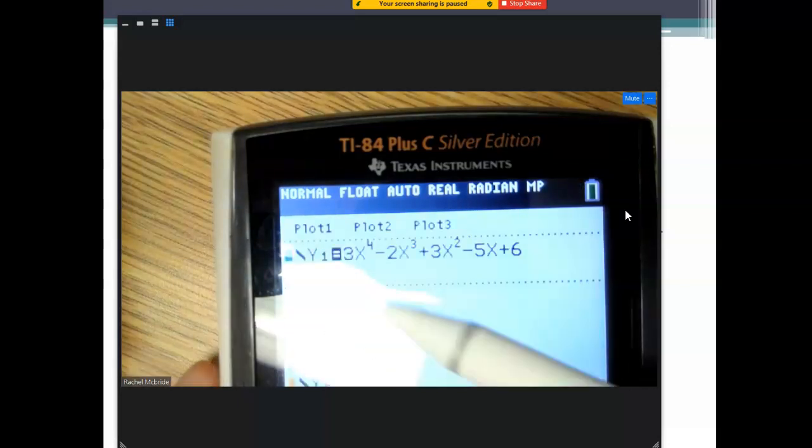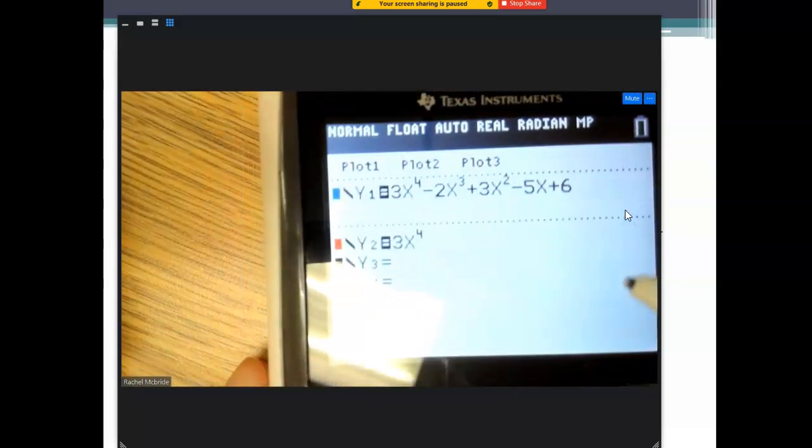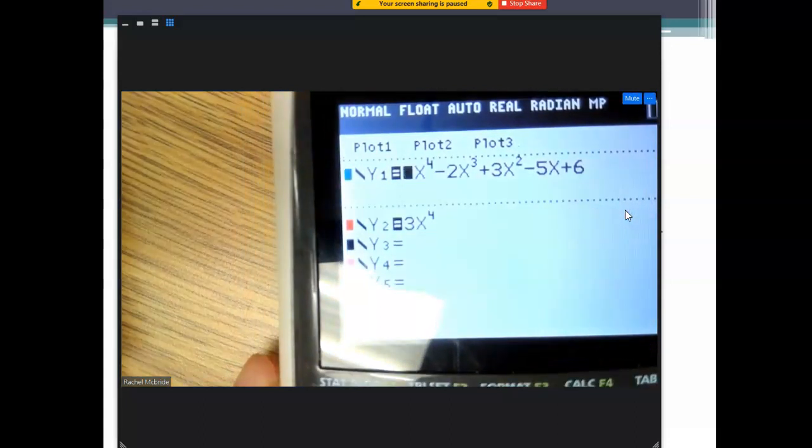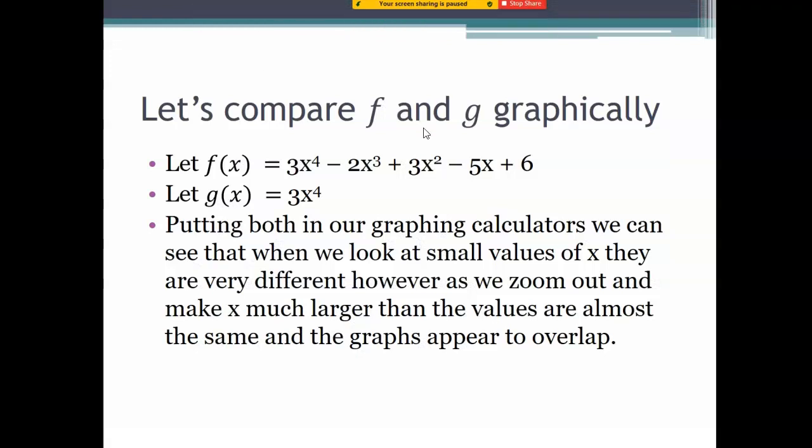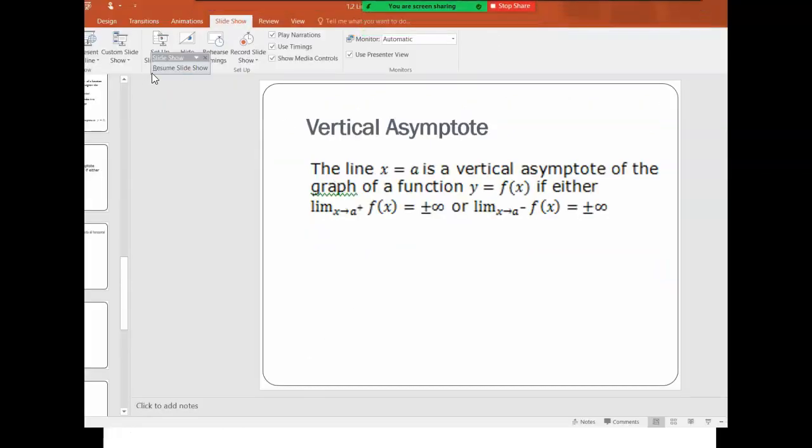Y equals 3x to the fourth. This is what type of function? Yeah, it's a quartic function, and quartic functions have an even end behavior. So if you think about the end behavior of even or odd functions, a quartic has an even end behavior. So even end behaviors go in the same direction.